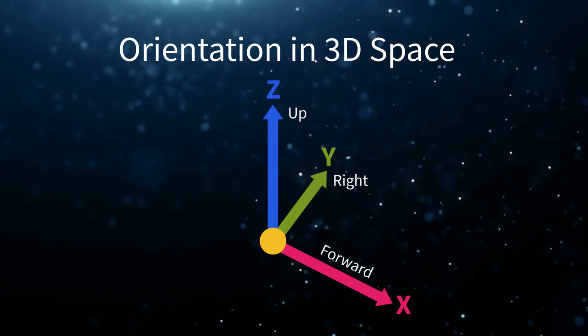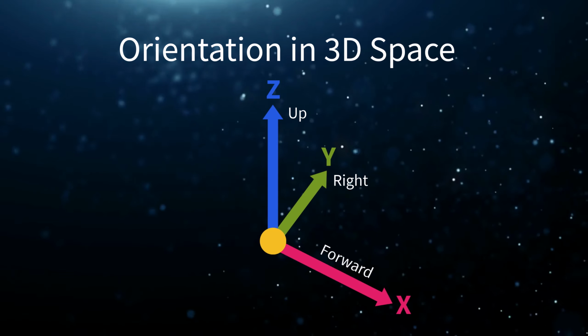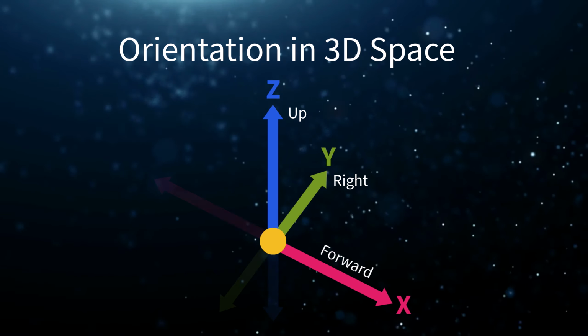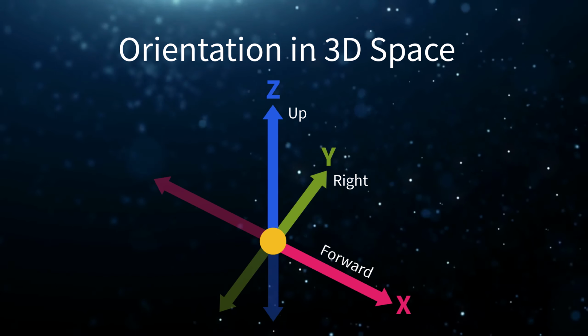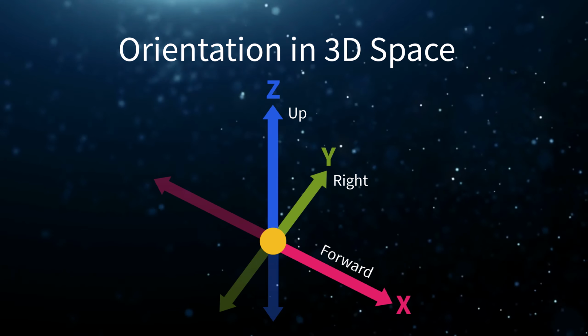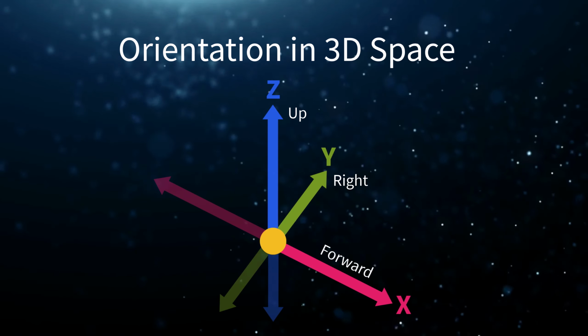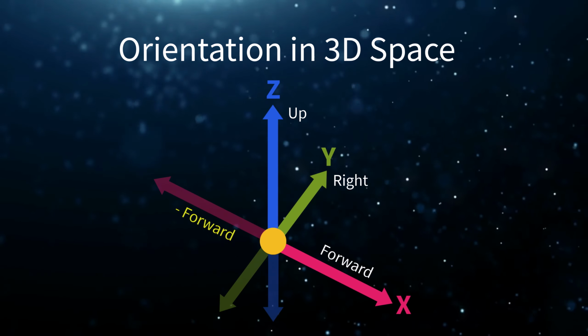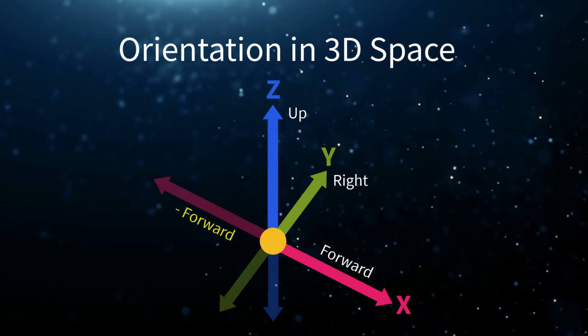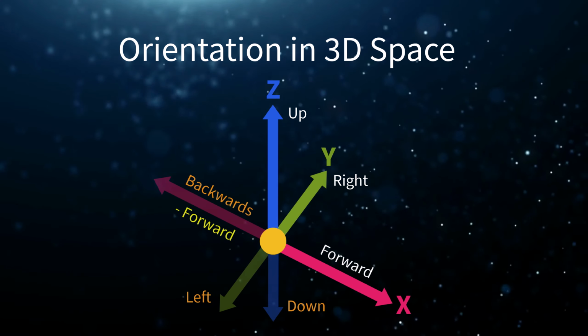And it follows that if we want to calculate the opposite direction, say the backwards direction, all we need to do is multiply the forward direction by -1. With this method, we can get the backwards, left, and down directions.